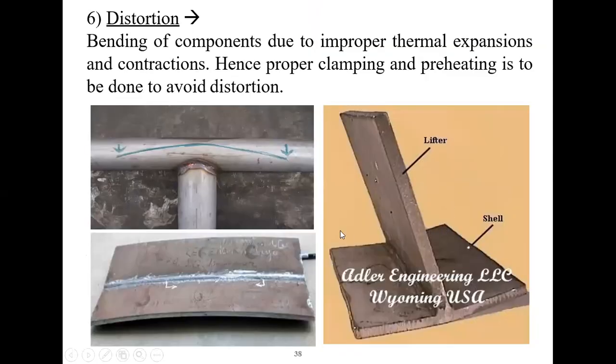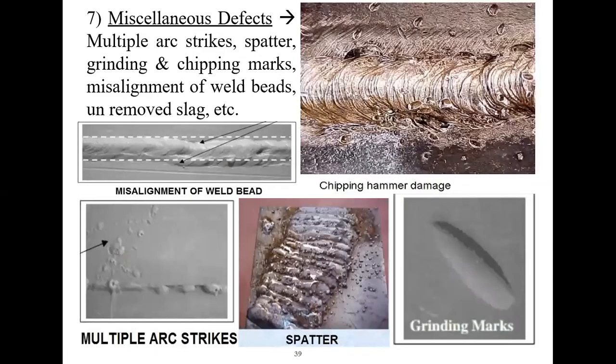Next is distortion. We can see this type of bending or this type of shape. That means distortion. There are several ways to overcome these defects. In the case of distortion, we use proper clamping or preheating to overcome this defect. Other defects are also there, but I'm not going into detail about them.